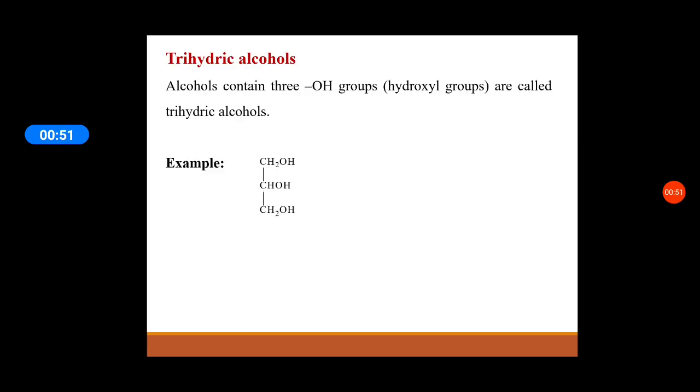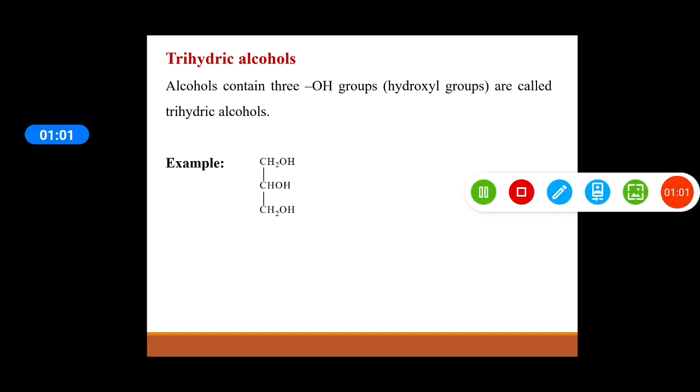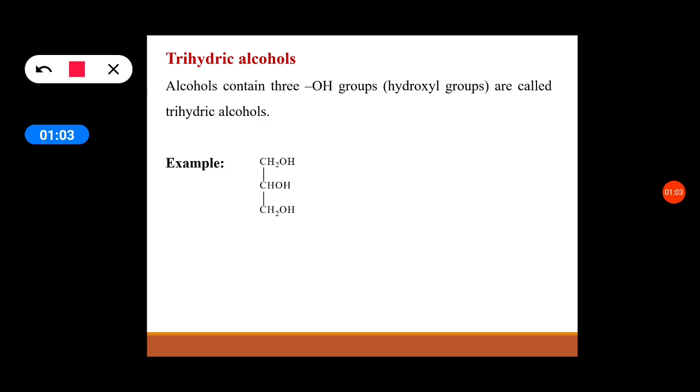So what are trihydric alcohols? Trihydric alcohols contain 3 hydroxyl groups. For example, glycerin or glycerol, which contains 3 OH groups.